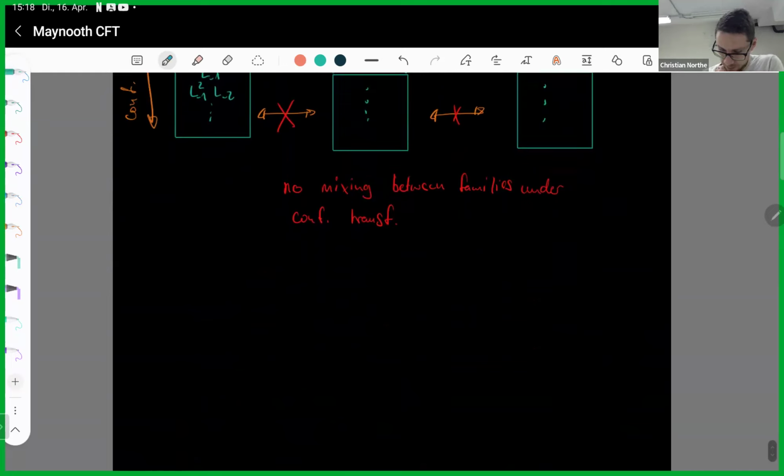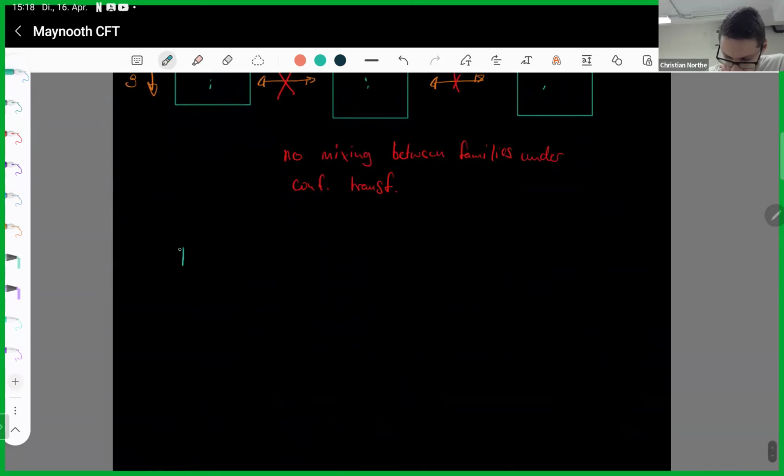So now that we have the notion of a conformal family, we can discuss my favorite part, which is fusion.